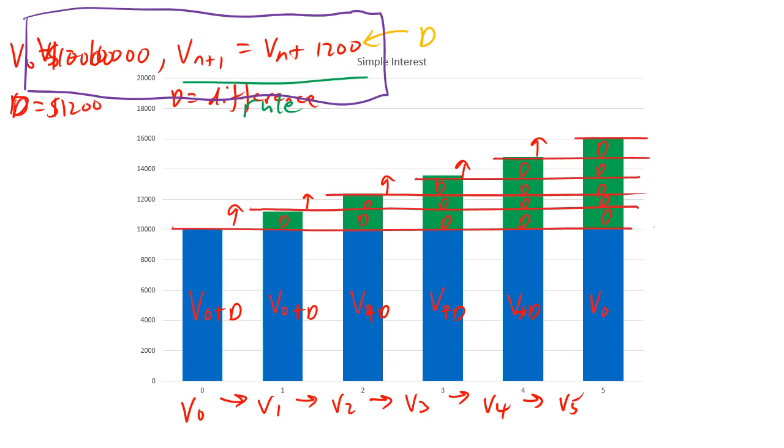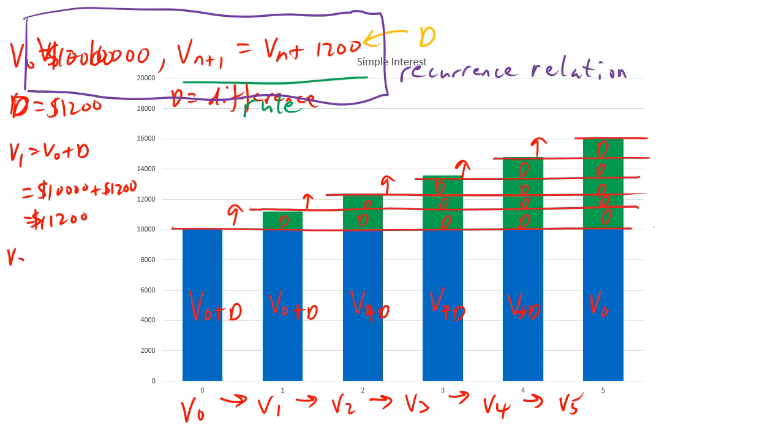All right. So we can say, okay, V0 is 10,000 and V1 is V0 plus D. So V1 equals V0 plus D, which equals 10,000 plus 1,200, and so that equals $11,200. And don't forget the dollar sign. And what was V2 equal? Well, V2 is V1 plus another D, so it's V1 plus D.